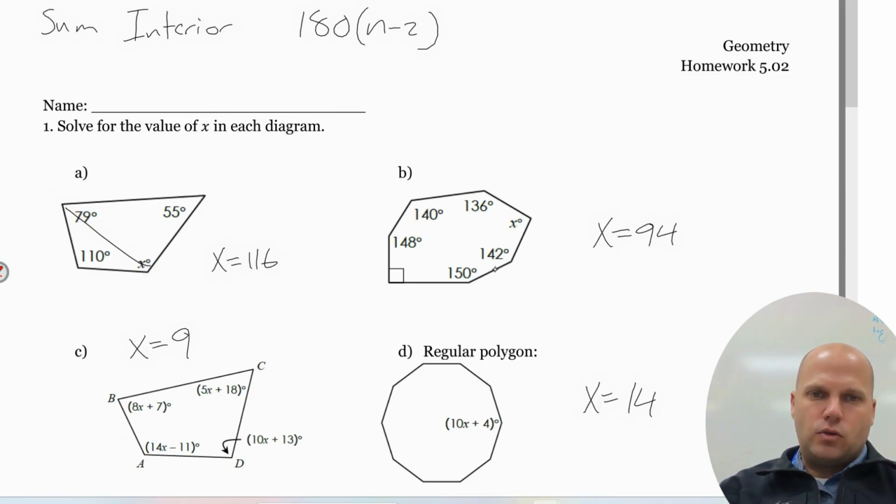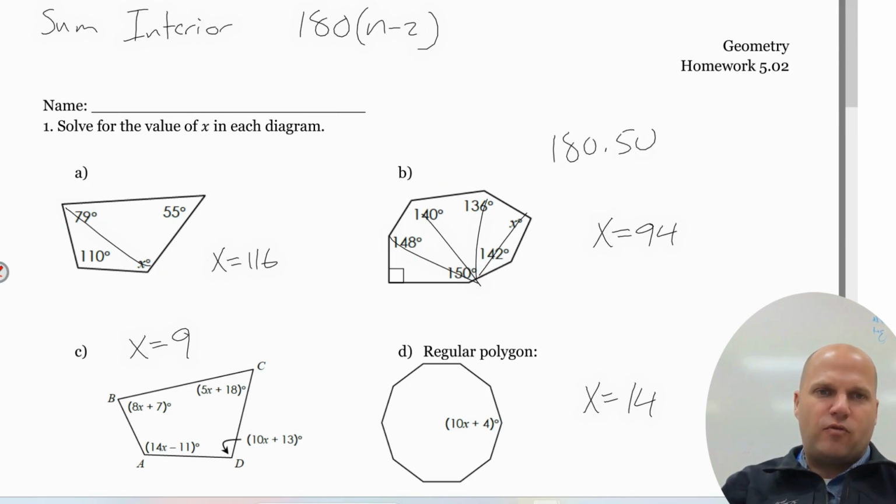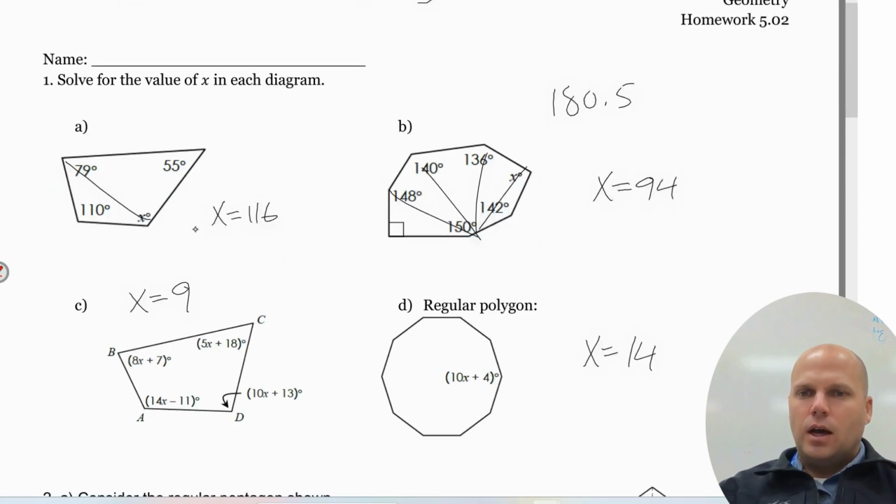This being 1, 2, 3, 4, 5, 6, 7. 7 sides turns into 1, 2, 3, 4, 5 triangles. So you have 180 times 5 gives you the total amount. And then you go ahead and subtract and you get the 94.